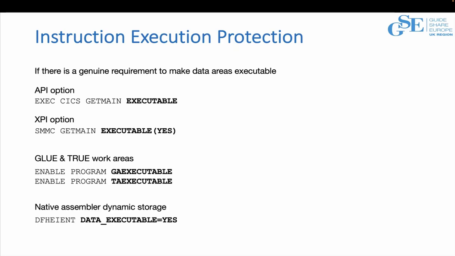Now, we often know that there is potentially a genuine requirement to make data areas executable. So we do have options here which allow us to override that function. There's an API option, XPI. You've got the user exits and also in native assembler as well.